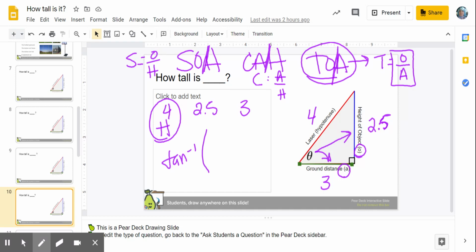So what's the O? Yes, sir. And what's the A? 3. So we're going to put that in the calculator. So this is our angle, this theta. So if I go through the triangle, that's always the opposite side. And then the next door neighbor is always the adjacent.